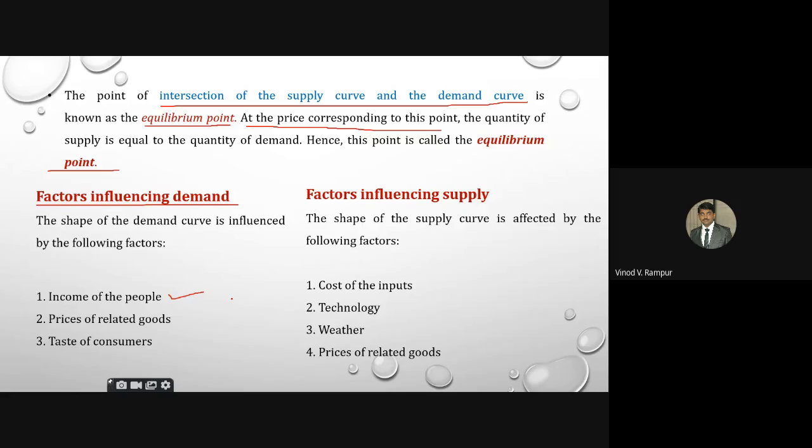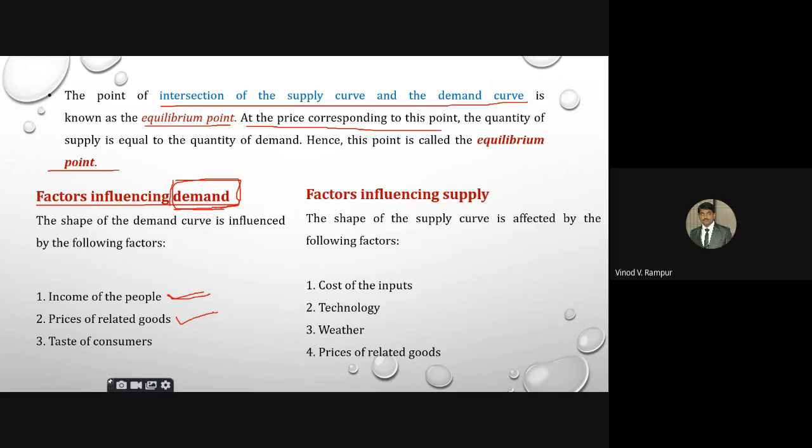If I have only 5 to 6 lakh rupees per annum, I'm not able to purchase a 25 to 30 lakh rupees vehicle. So the income of the people also affects demand. I am very much interested in purchasing that vehicle, but my income is a major factor affecting this demand. Is it clear?